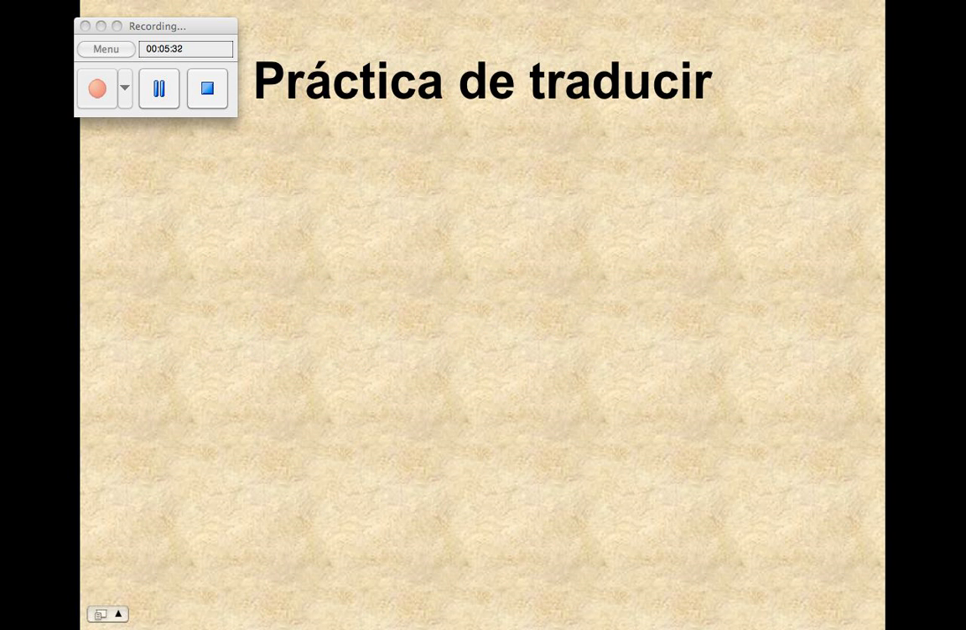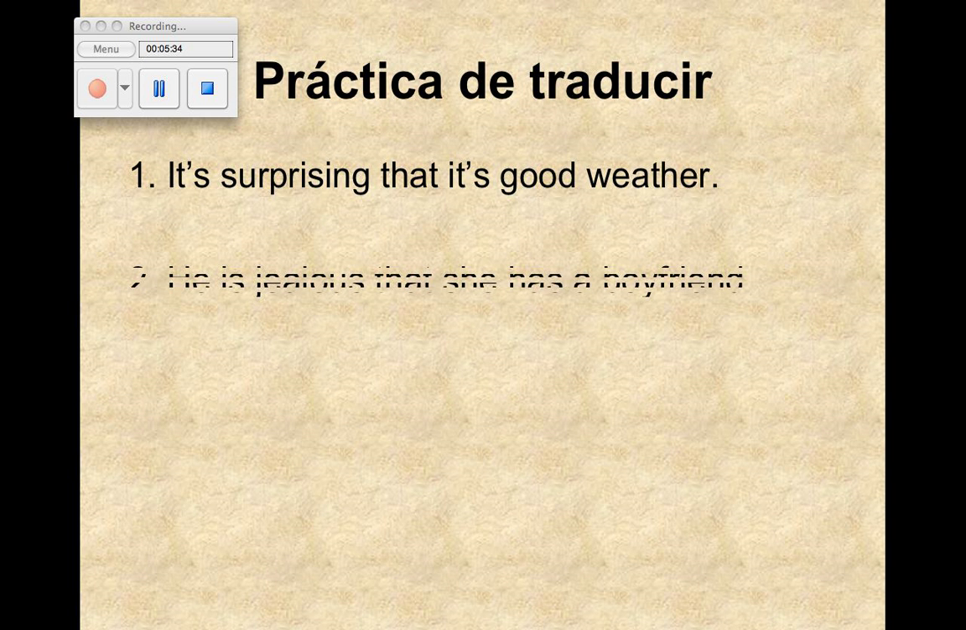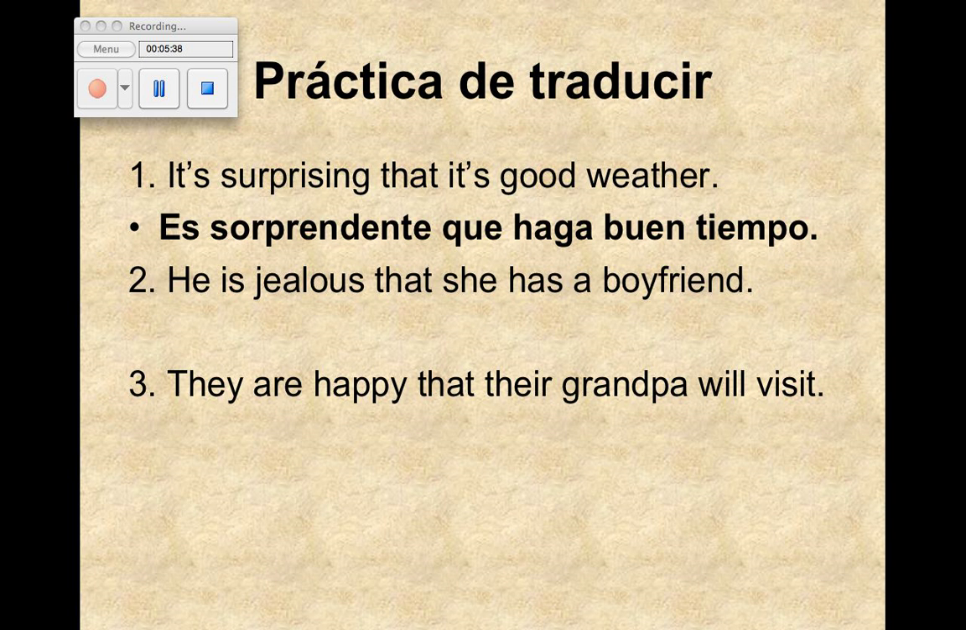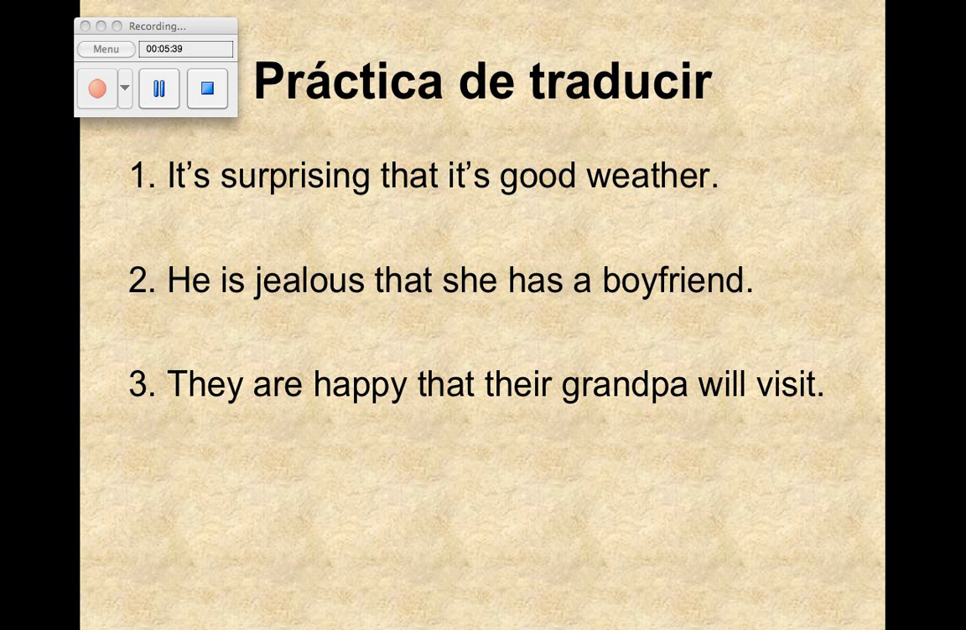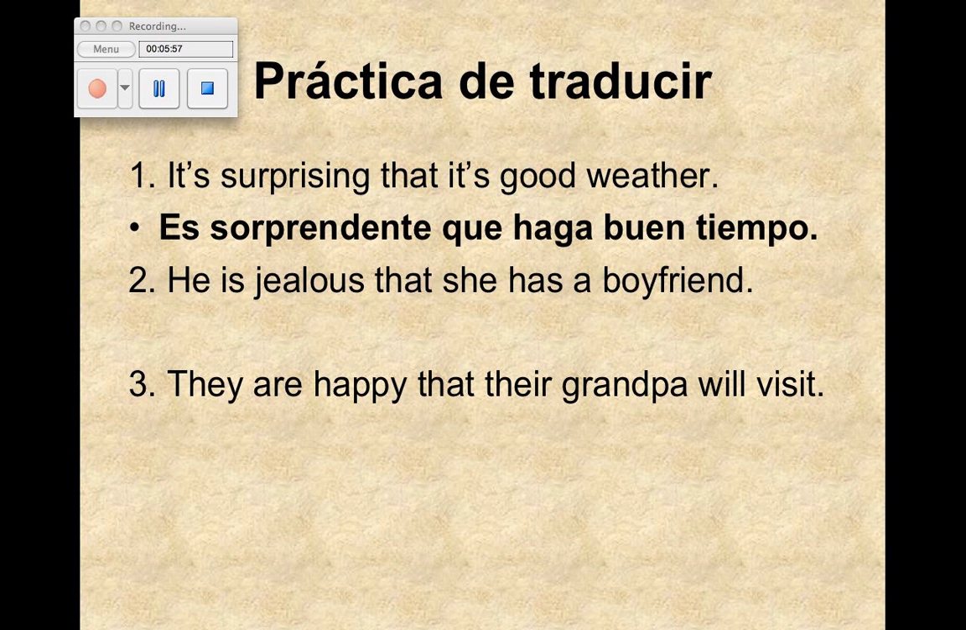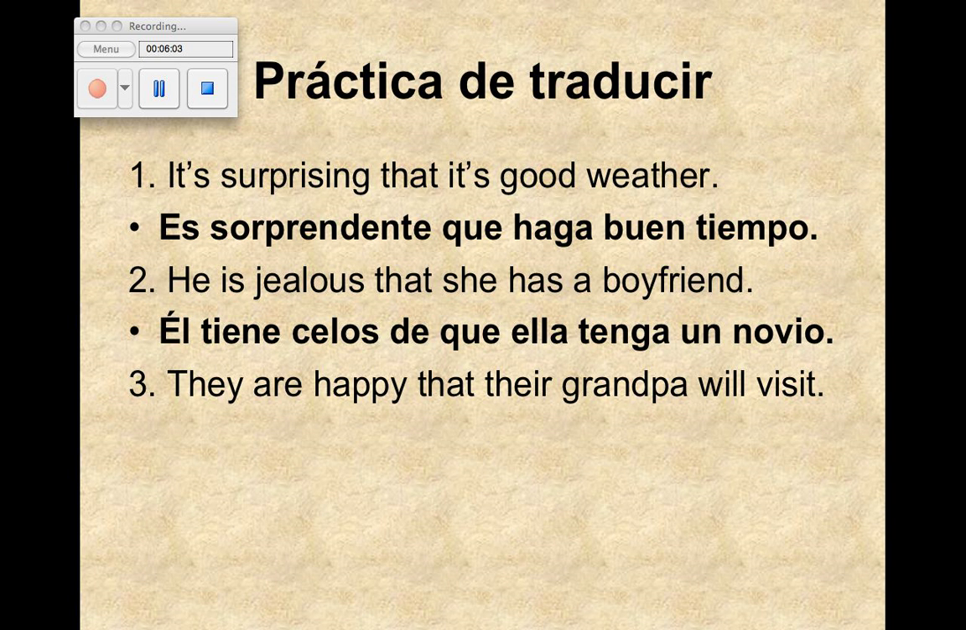Okay, so let's do some practice. You're going to have to pause so that you can try to do this on your own. My suggestion is that you actually try to do it, that you don't just write down the answer. Okay, so it's surprising that it's good weather. Es sorprendente que haga buen tiempo. He's jealous that she has a boyfriend. Él tiene celos de que ella tenga un novio.